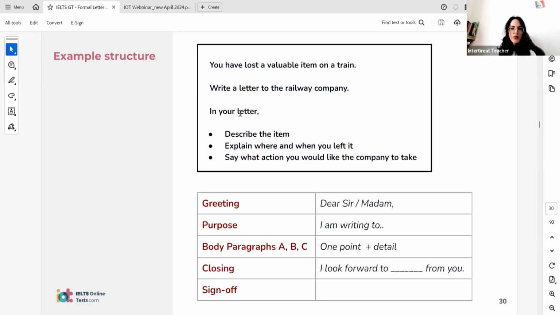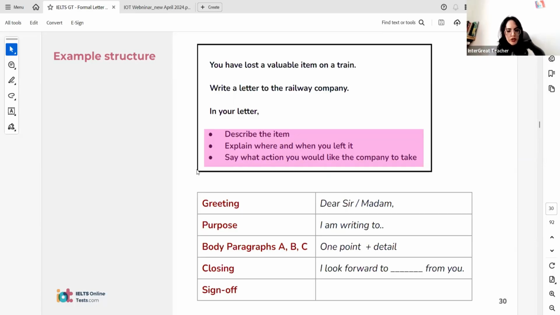Jakob, three bullet points. Okay, three bullet points are these. One paragraph, I need to describe the item. Second paragraph, I need to explain where and when I left it. And the third bullet point, what action I would like the company to take.